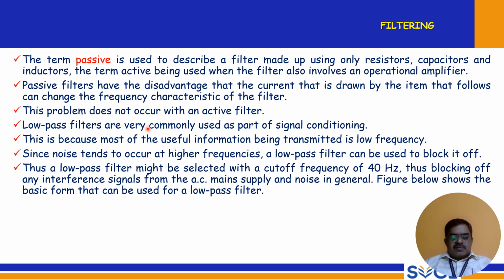Low pass filters are very commonly used as part of signal conditioning. This is because most of the useful information being transmitted is low frequency. Since noise tends to occur at high frequencies, a low pass filter can be used to block it off. Thus, a low pass filter might be selected with a cutoff frequency of 40 Hz, thus blocking off any interference signals from the AC main supply and the noise in general. So next I will show you the diagram.